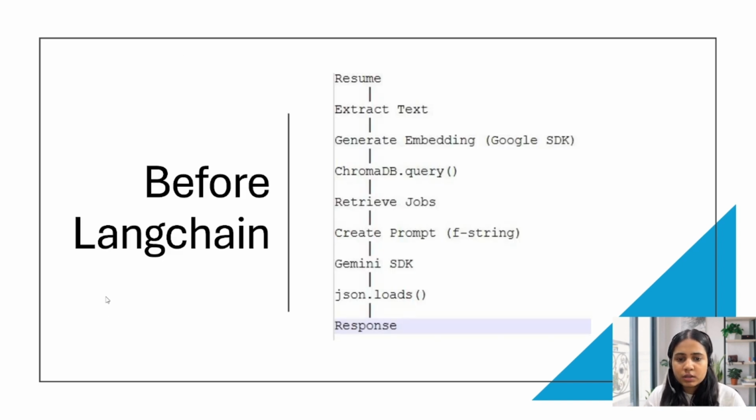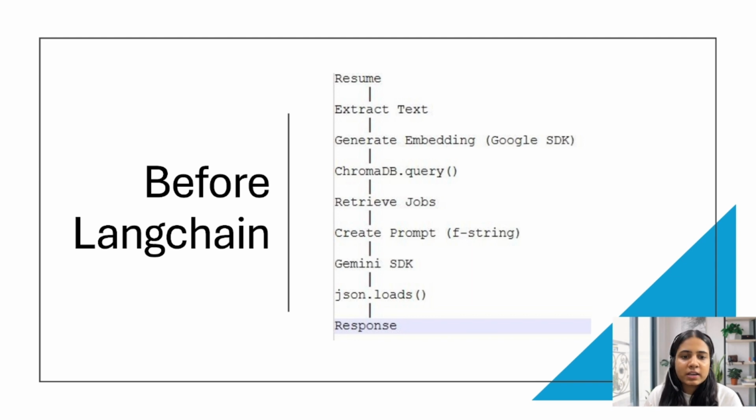Now, at a high level, what is before LangChain? Before LangChain, we have our resume, and from that resume we extract our text. When the text is extracted, after that we generate the embedding. When we generate the embedding, we use the Google SDK. LangChain is not in the picture at all. We are just directly using the Google SDK.